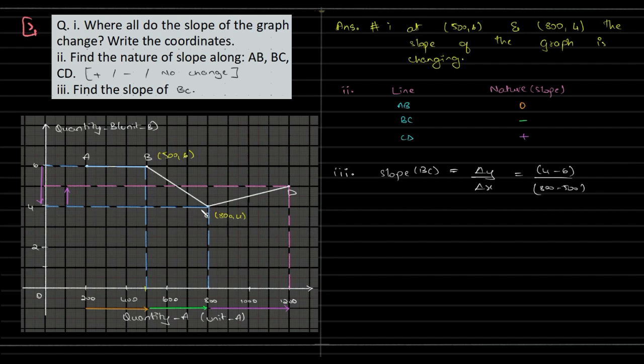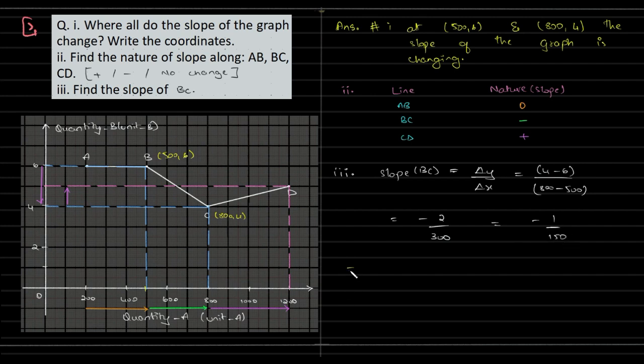The right coordinate value. You can actually use the other way around also, but I don't want to encourage any of the other things. So always subtract the left coordinate from the right coordinate. The left coordinate happens to be 6, and here it's 500 comma 6. So you can see minus 6 and minus 500. So this is minus 2 divided by 300. So this is minus 1 by 150.